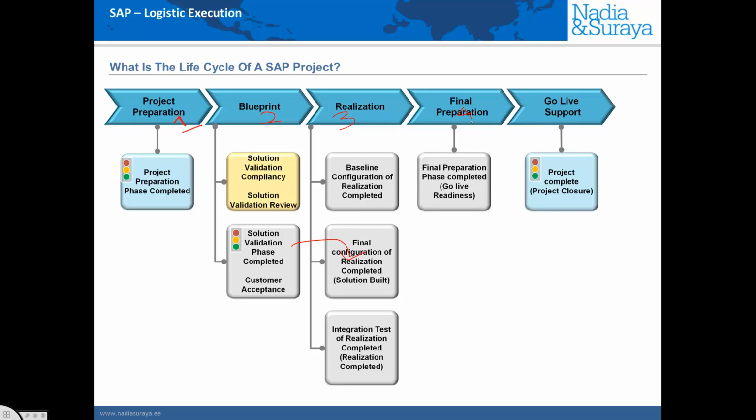Number 4 is project final preparation, which is where we have the go live readiness and we do the cutover planning. Number 5 is when the system has gone live, the users are using it in a normal business setting, and the SAP team is providing support for any bugs or issues.